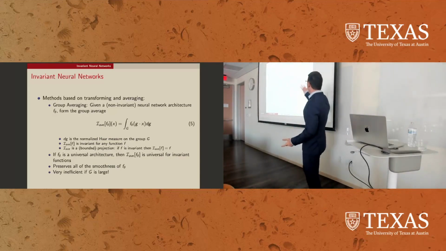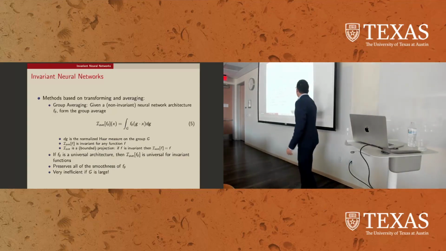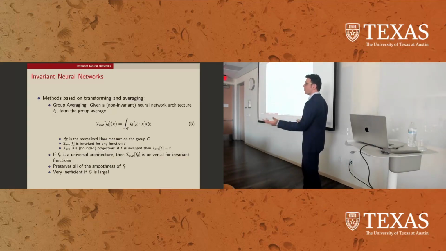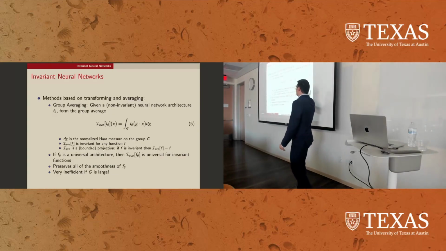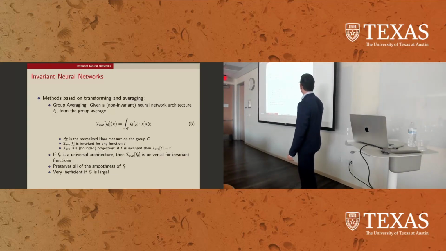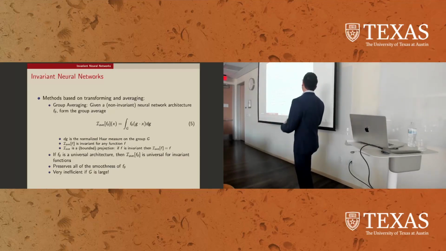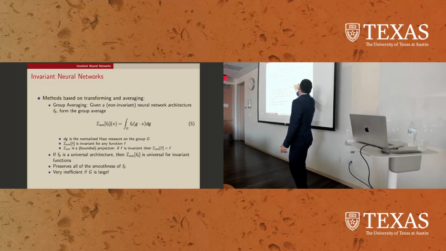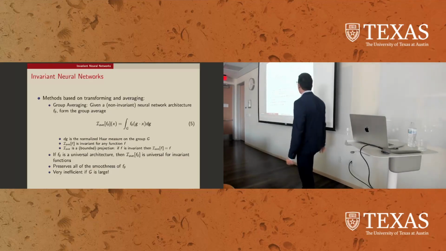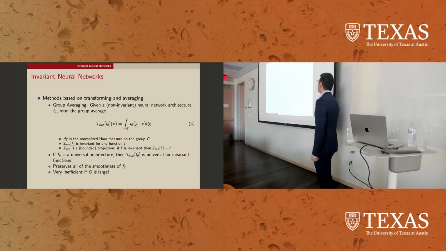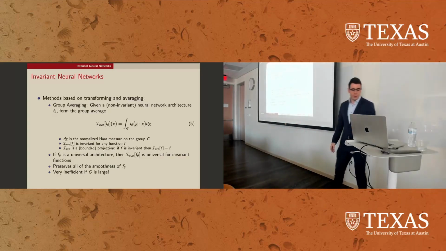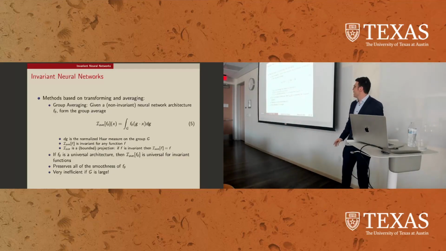But one drawback of this approach is that it's not super efficient if G is large. I mean, for example, for permutations, you'd have to average over the entire n factorial permutation group. And if G is infinite, you can't even implement it exactly. So what you could, of course, do is instead of evaluating the integral exactly, you could sample from it. And this essentially is data augmentation.